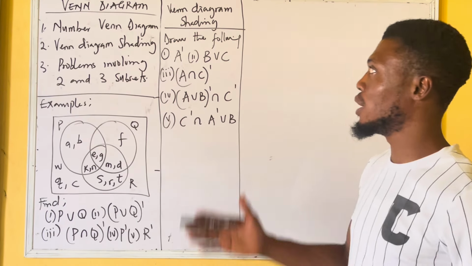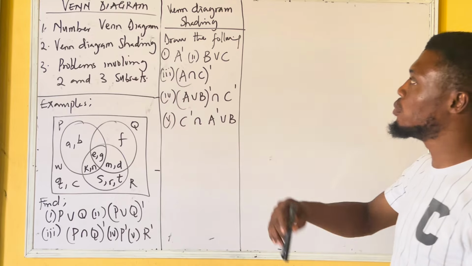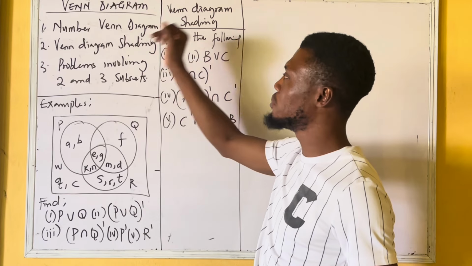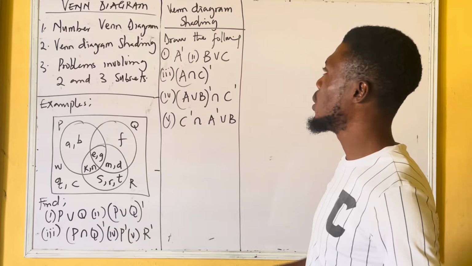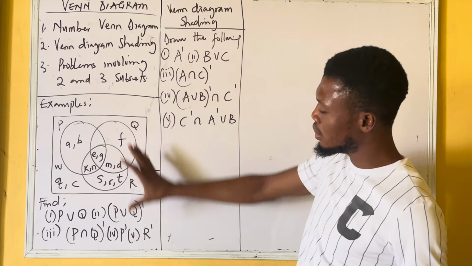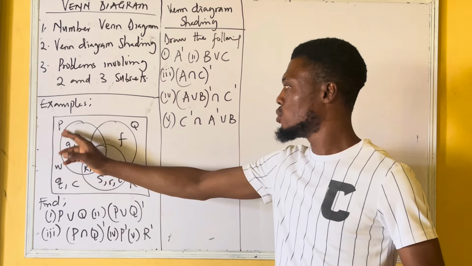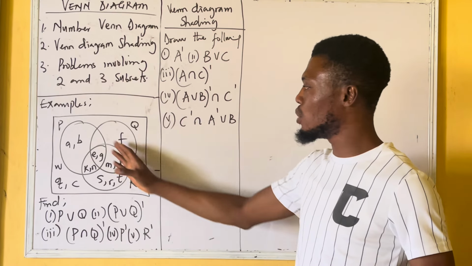The other time we looked at sets, and now we're looking at Venn diagrams. For Venn diagrams, we look at these three subtopics: number Venn diagrams, shading, and problems involving two and three subsets. So we're going to look at this under number Venn diagrams, and we have P to contain this, Q to contain this, and R to contain this.